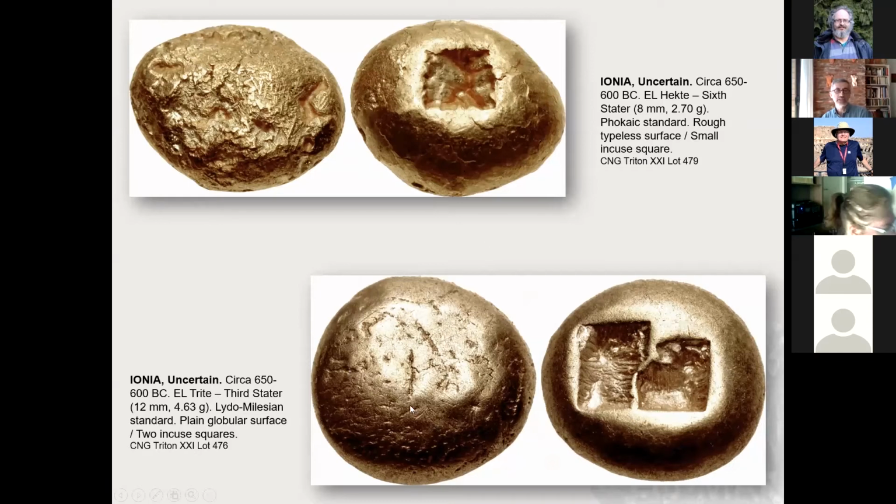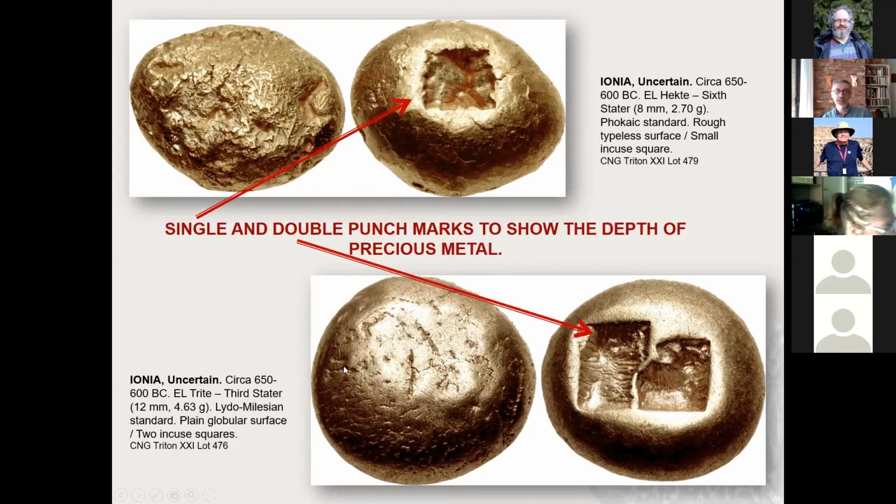And this one, so is this one, but the clay that they cast the metal in was smoothed somewhat. And interestingly, this one has a single and this one has a double punch mark. And it certainly serves to show the depth of the metal. So what was the reason for that?